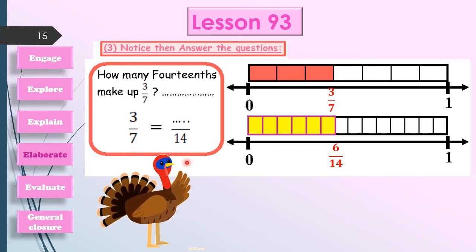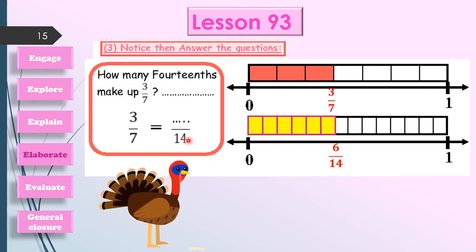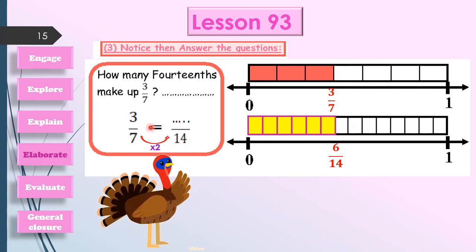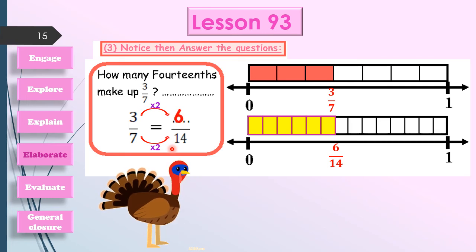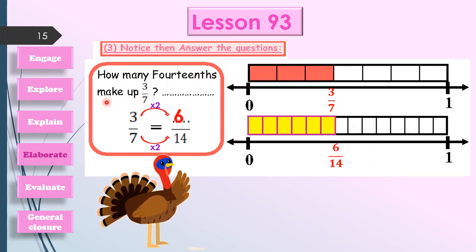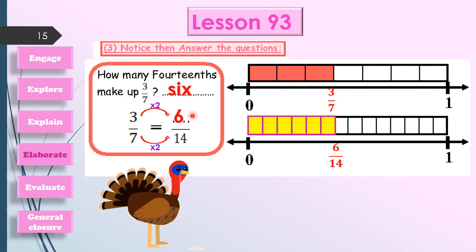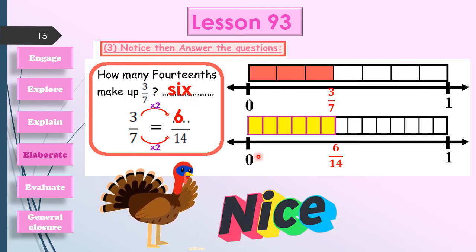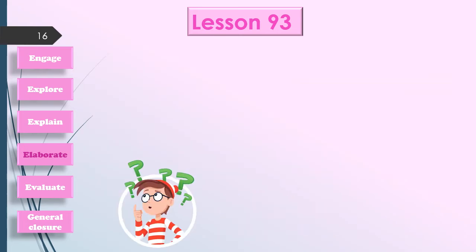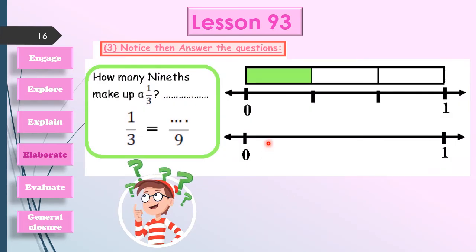Ask yourself, 7 times what equals 14? Good job, it will be 2. As I do down, I will do up. 3 times 2 equals 6. It will be 6 14s too. Then how many 14s make up 3 sevens? It will be 6. Good job. Let's go to another exercise.